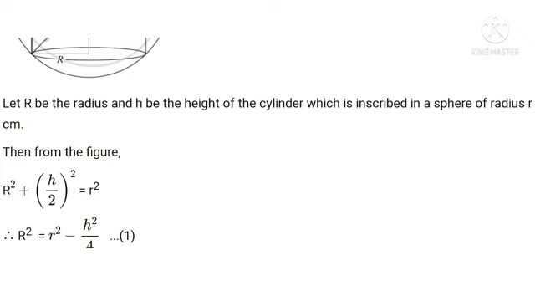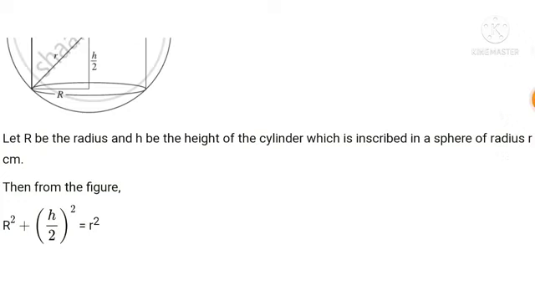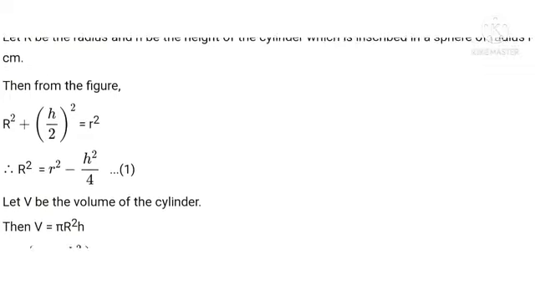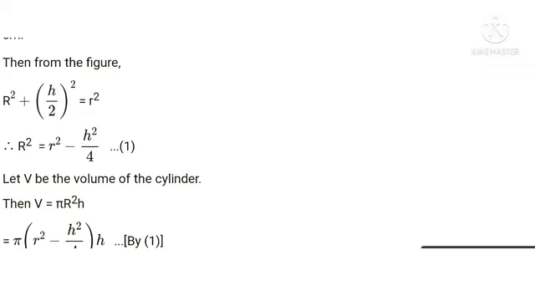Then from the figure, see, it is a right angle triangle. R square is equal to r square plus h upon 2 whole square, by Pythagoras theorem. So you calculate r square is equal to R square minus h square upon 4. Let V be the volume of the cylinder. We know that V is equal to pi r square h.